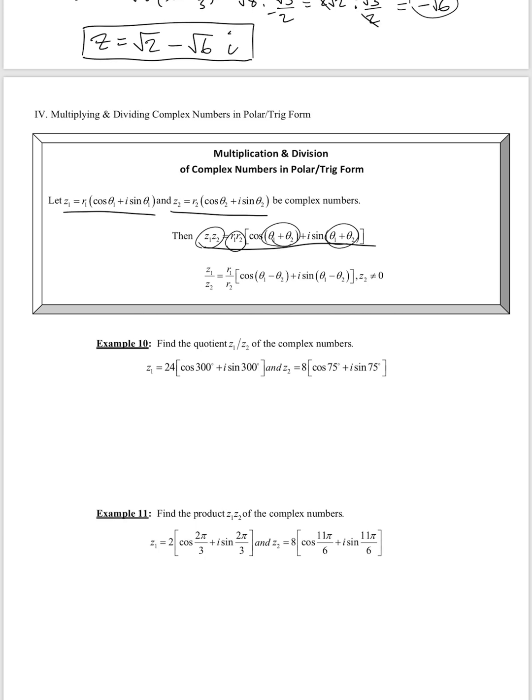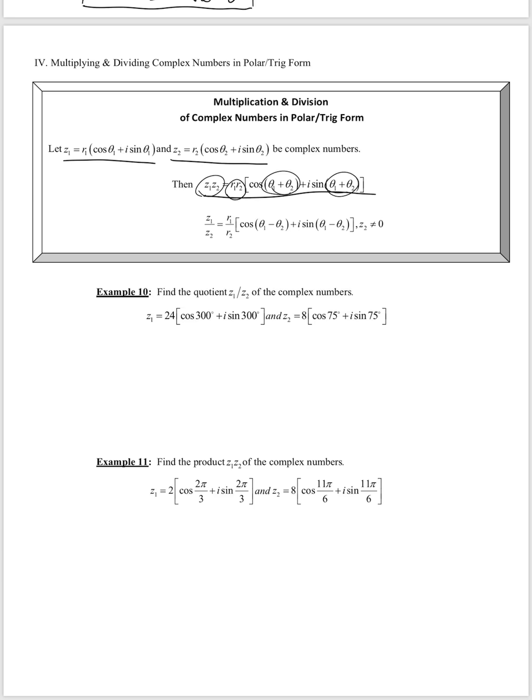So let's do example 11, and then we'll look at dividing. Example 11: find the product of these two complex numbers. This is z1, so this is r1 and theta 1. This is z2, so 8 is r2, and this is theta 2. Using our formula, z1 times z2 is r1 r2 times the cosine of theta 1 plus theta 2, plus i times the sine of theta 1 plus theta 2.